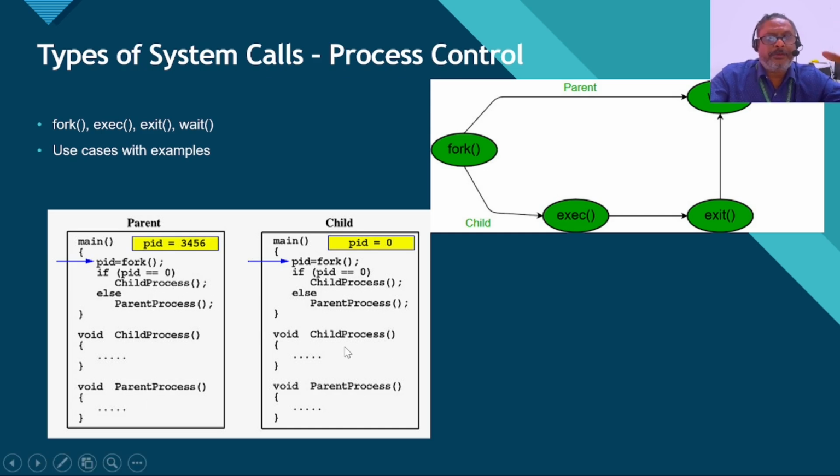exact two codes, but we have separate data for this, separate data for this. Under this data we have a variable PID whose value is 3, 4, 5, 6 in this case, which is referring to the parent, whereas in the other data field the PID variable will have value equal to 0, which is referring to the child process. So through this we can have multiple processes running.